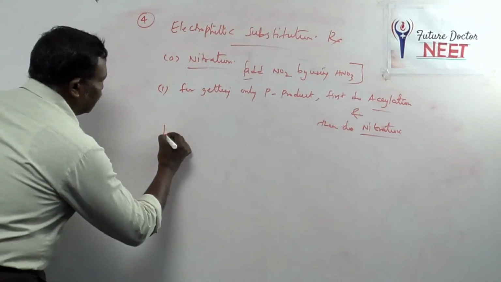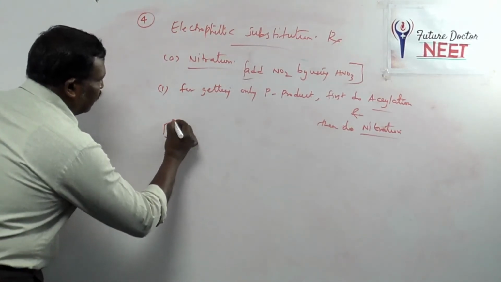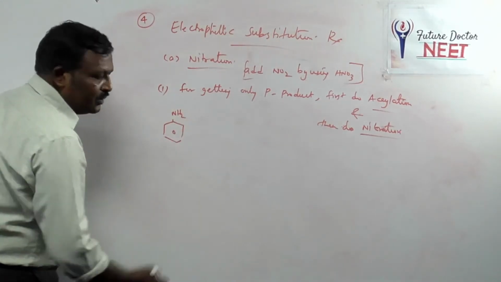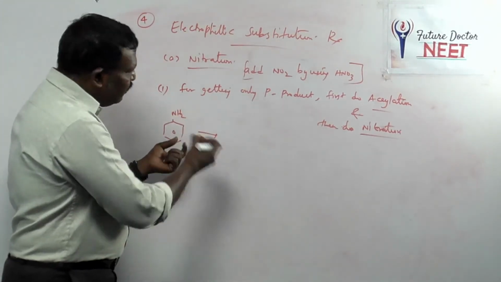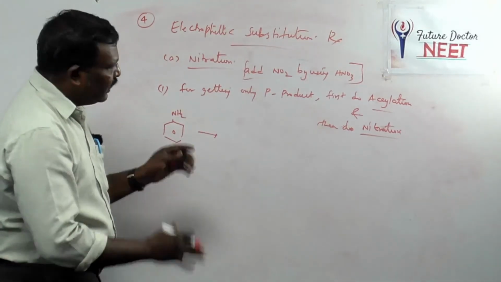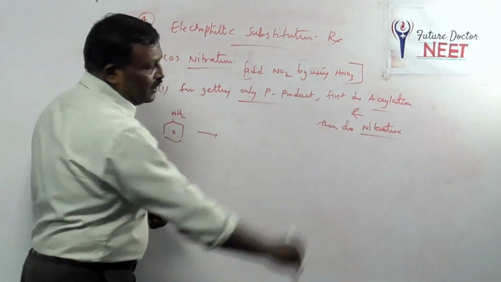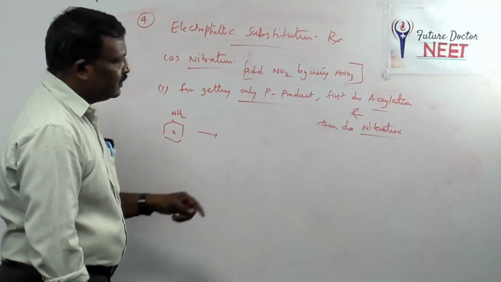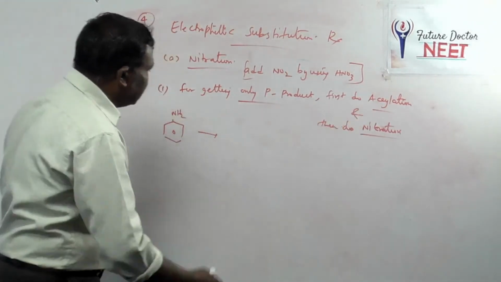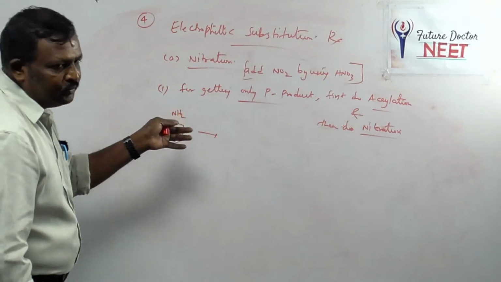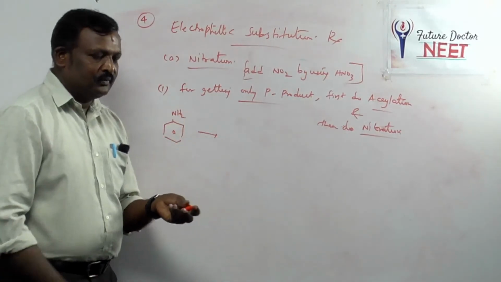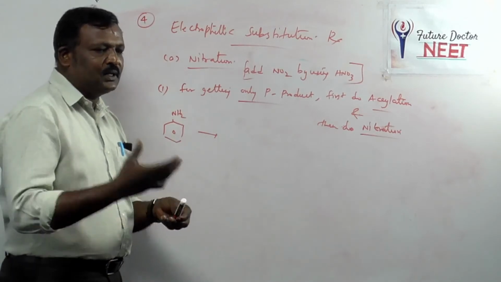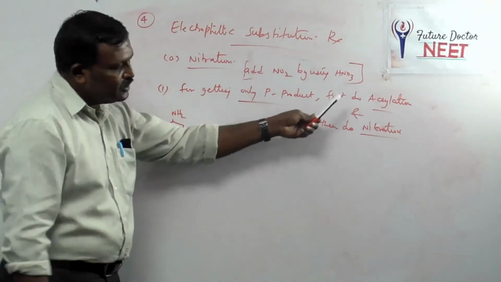See, simple equation, aniline. Understood? If you do nitration directly, we will be getting ortho and para product. But I want to get only para product. So first do acylation. Acylation means, last class we studied, no? What is acylation? Which compounds are essential to do the acylation process?